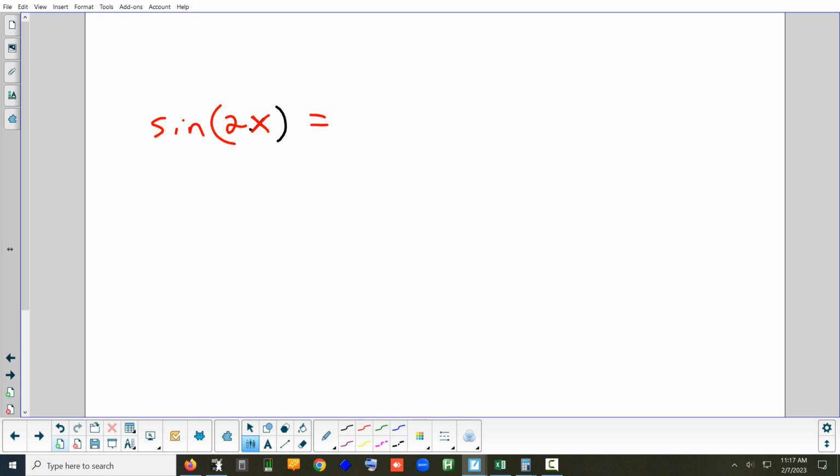What's another way of writing 2x? And I'll give you a hint. It's going to look like an identity we already know once we do that. Yeah? X plus X. Right. You could write it as sine x plus x. Now, use the sine sum identity on that and see what happens.